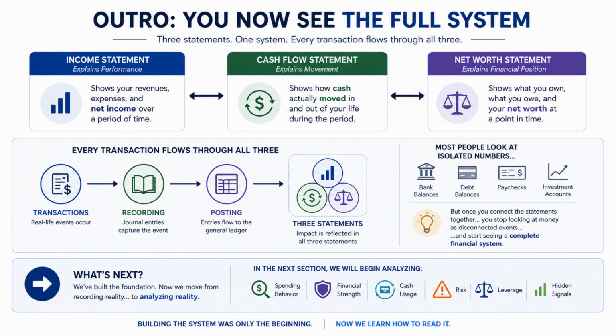Most people only look at isolated numbers: bank balances, debt balances, paychecks, investment accounts. But once you connect the statements together, you stop looking at money as disconnected events and start seeing a complete financial system. And that changes everything, because in the next section of this series, we begin moving from recording reality, which is what we've done up to this point, to analyzing reality. We'll start breaking down spending behavior, financial strength, cash usage, risk, leverage, and the signals hidden inside your own financial statements. Because building the system was only the beginning, now we learn how to read it.